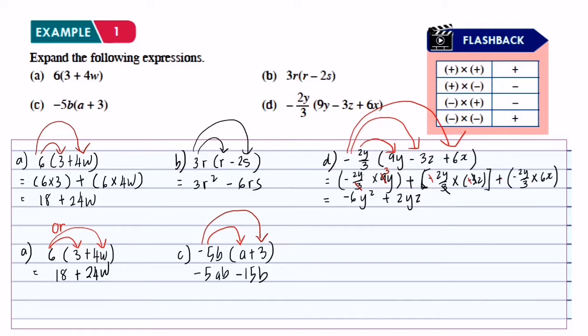Okay, here, the last one, we simplify it. Okay, so negative 2y times 2s. So, plus negative 4sy. Negative 6y squared plus 2yz plus minus change to minus and write down 4sy.